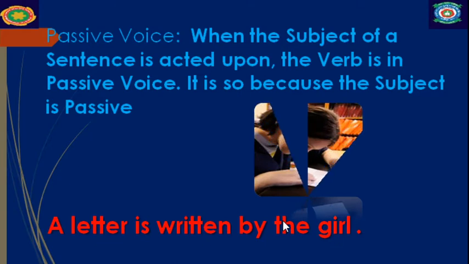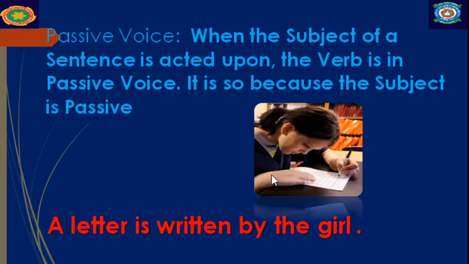That means the receiver of the action, here a letter, is receiving. A letter is written by the girl. That means here the action is completed. So a letter is the receiver of the action, not the doer. In the passive voice, the main focus point is the letter, the outcome of the action, not the doer.